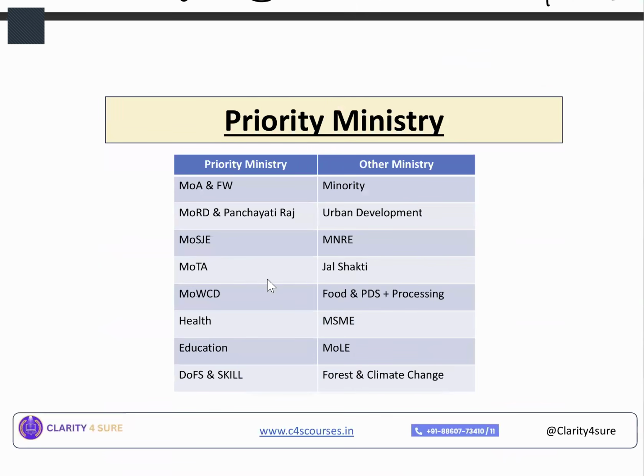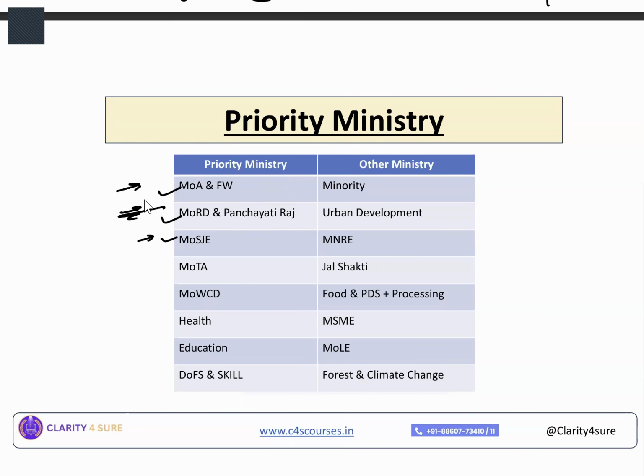Now, what are the priority ministries? The priority ministries are the Ministry of Agriculture and Farmers Welfare, then Rural Development, Panchayati Raj, and Social Justice. These, I think, are the most important ministries where you should look at each and every initiative in a very focused manner, because there is a very high chance that if they ask descriptive questions also, they will fall under these only. Like rural development and Panchayati Raj, I take them together. They asked the Swamitva scheme last year, so that is very important.